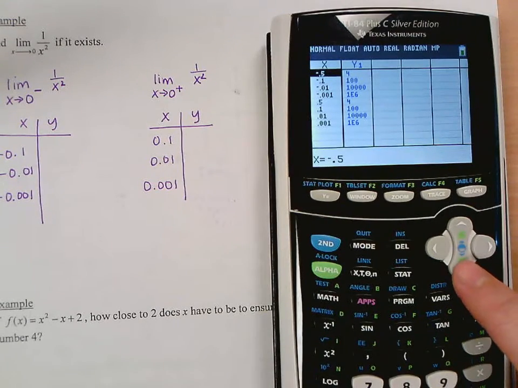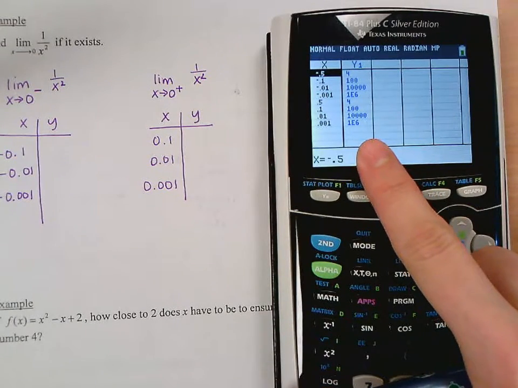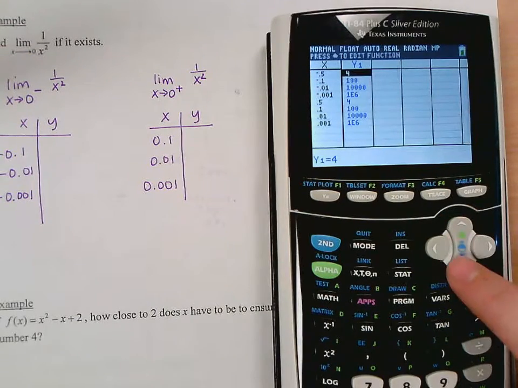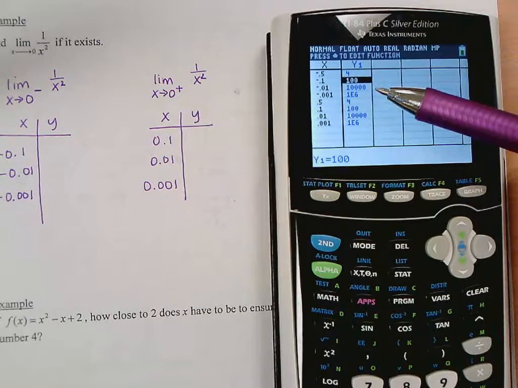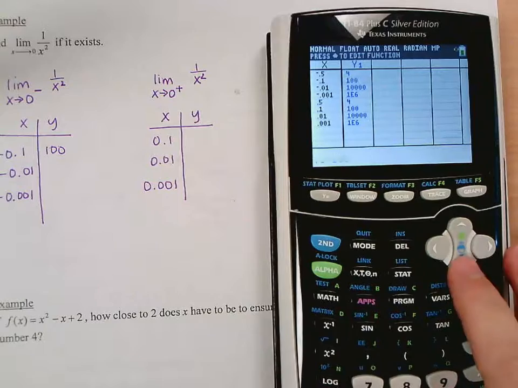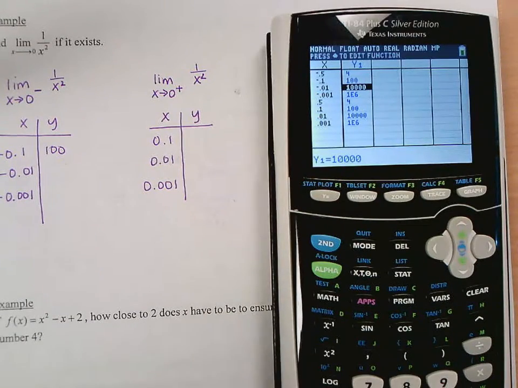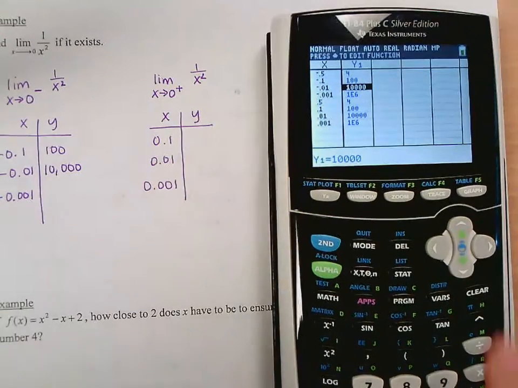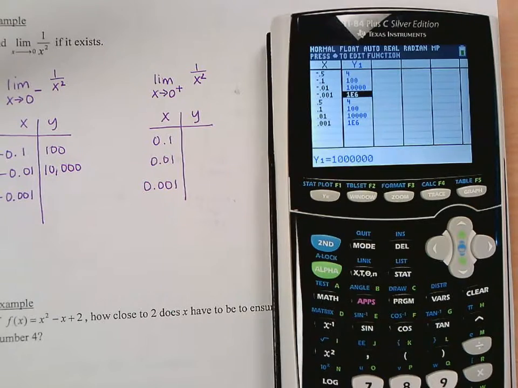If you have those values still entered in from yesterday, they do recalculate for the new function you typed in. You don't have to retype them. They're already there, like mine. I see that at negative 0.1, the y value is 100. At negative 0.01, the y value is 10,000. Notice in the table, mine says 1e6. That e means times 10 to the power of 6, but if you hover over it, it's 1,000,000.